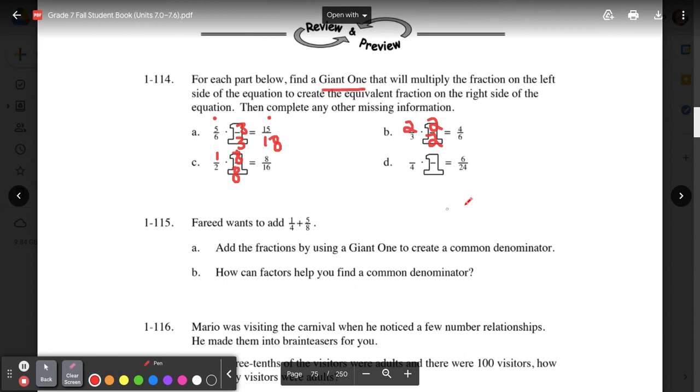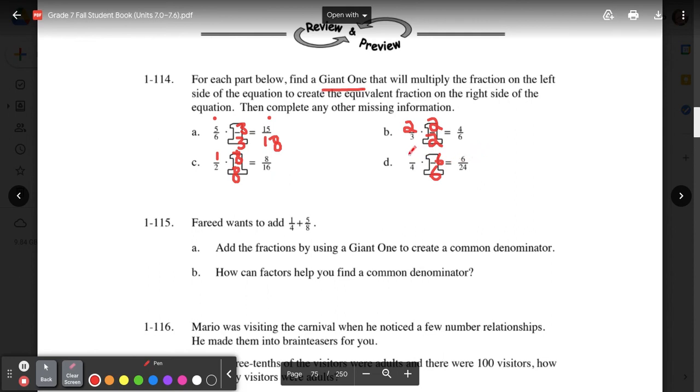In my last problem over here, I say 4 times what number equals 24? I know this from our 24 game. I know that 4 times 6 equals 24. So 6 is in the denominator of my giant 1. It also has to be in the numerator of my giant 1.